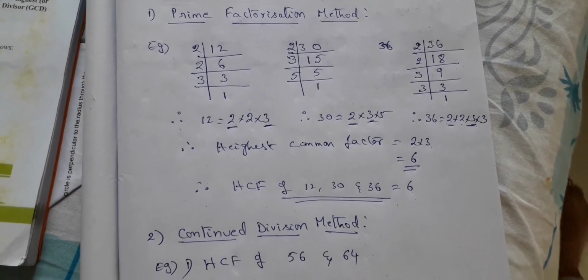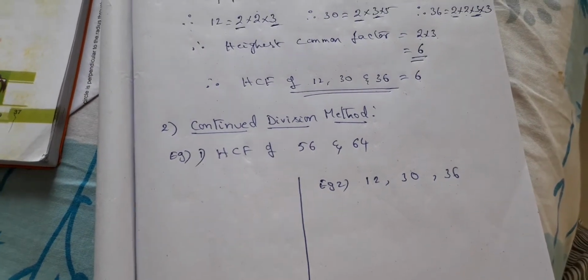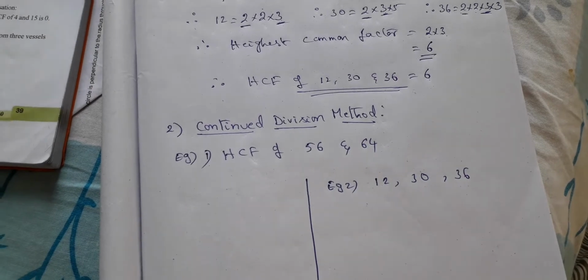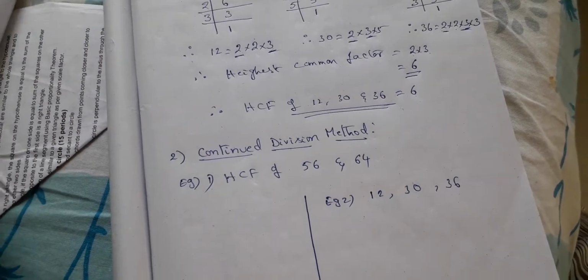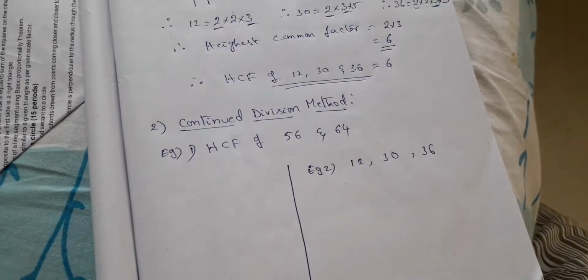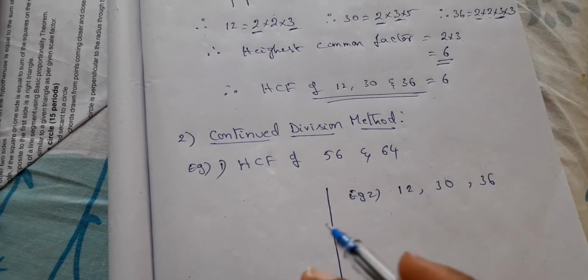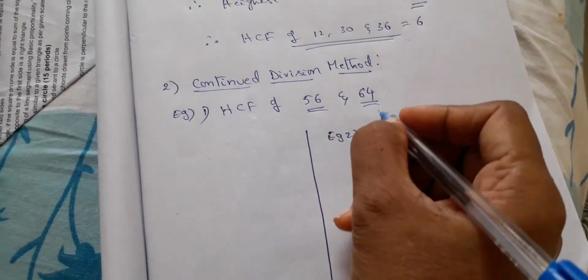Now let us see the continued division method. It is something like your long division method, but with some difference in it. How to find out HCF using the continued division method? So now we are given, like the first example, 56 and 64.